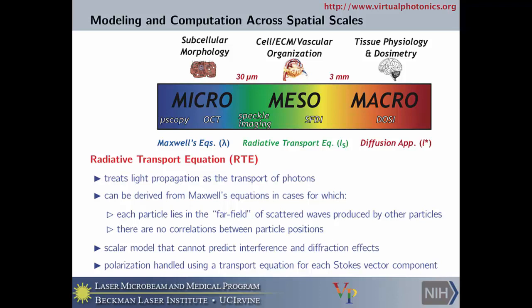As the light propagates and starts to scatter, there may come a spatial domain where we've lost information on the directionality of the light. We've lost information with respect to the interference and diffraction of light because the phase relationships have been scrambled. And in that context, one can adopt the radiative transport framework, which treats light propagation as the transport of photons. Interestingly, the radiative transport equation can be derived from Maxwell's equations under certain limiting assumptions.